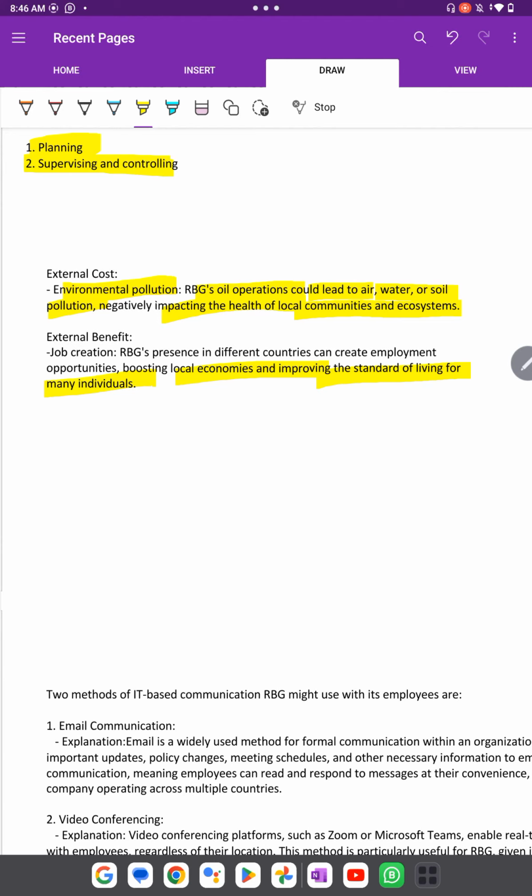living of many individuals, because of course if people will be getting jobs in different organizations, it means that now they can somehow afford the basic necessities, and they can raise their living standard.